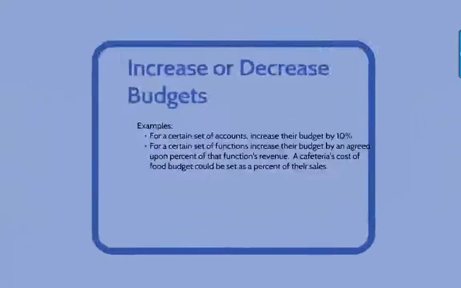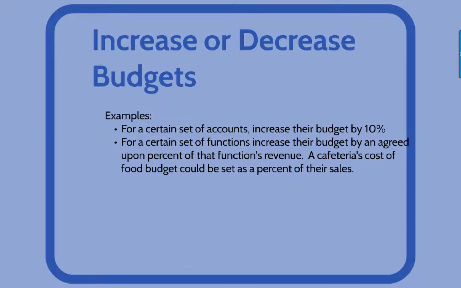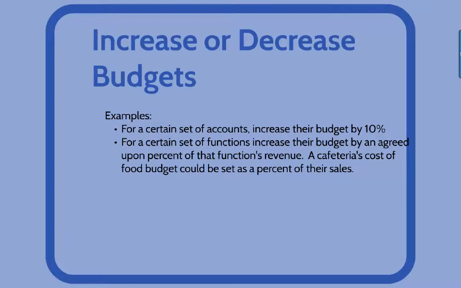Okay, and the third possibility, and actually I think I'm on the fourth now, sorry. Our fourth possibility is that we want to increase or decrease certain budget accounts. For example, next year we want to increase our budget by 10%. We don't have to do all of this budget download, upload, and re-upload. All we would have to do is a corporate allocation that increased it by 10%.